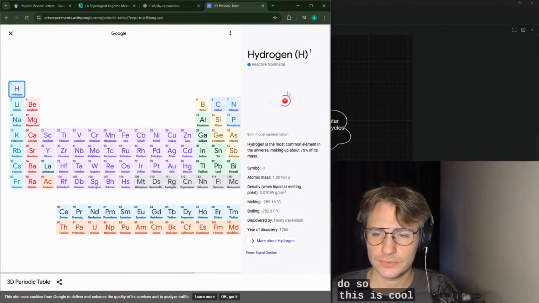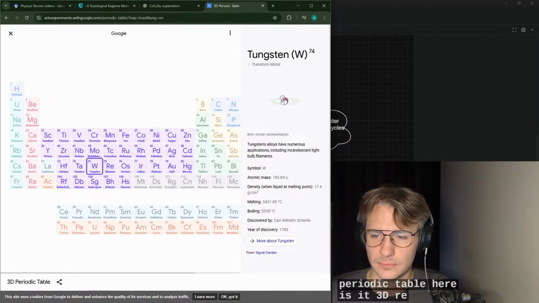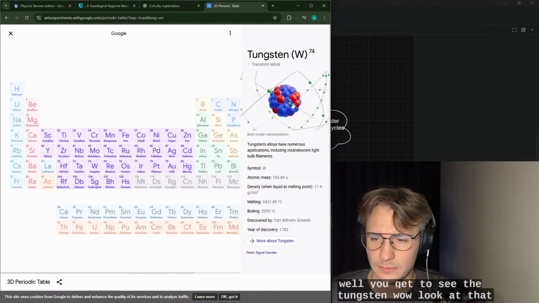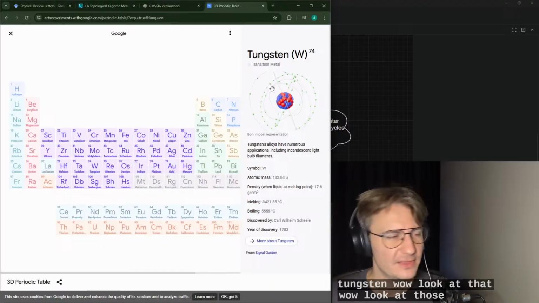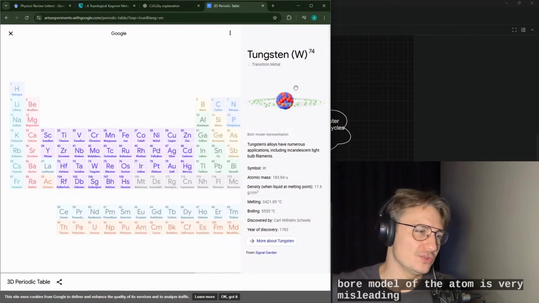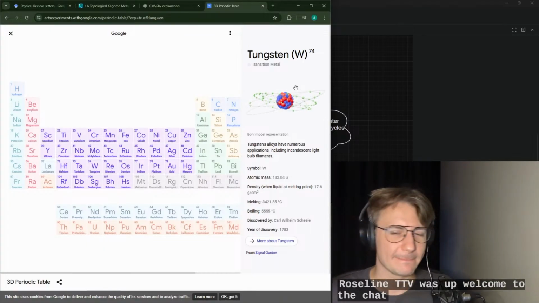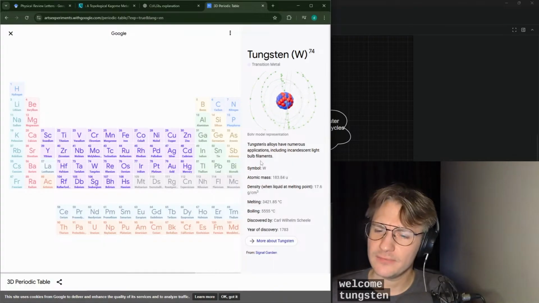This is cool. Google's got a periodic table here. Is it 3D, really? Whoa, you get to see the tungsten. Wow, look at those shells. This Bohr model of the atom is very misleading. Roseline TTV, what's up? Welcome to the chat. Welcome. Tungsten's alloys have numerous applications.